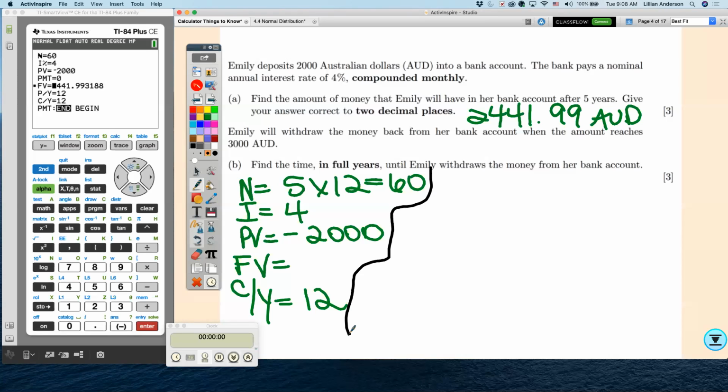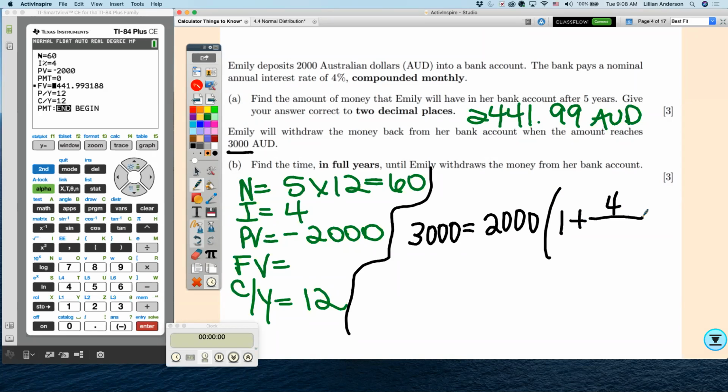Emily will withdraw the money back from her bank account when the amount reaches 3,000 AUD. That means 3,000 represents what? Future value. Because that means she's gonna withdraw her money once she reaches there. So my future value is 3,000. My present value is still 2,000. My rate is 4. My compounding periods is 12. I'm just looking for the year in which that happens.